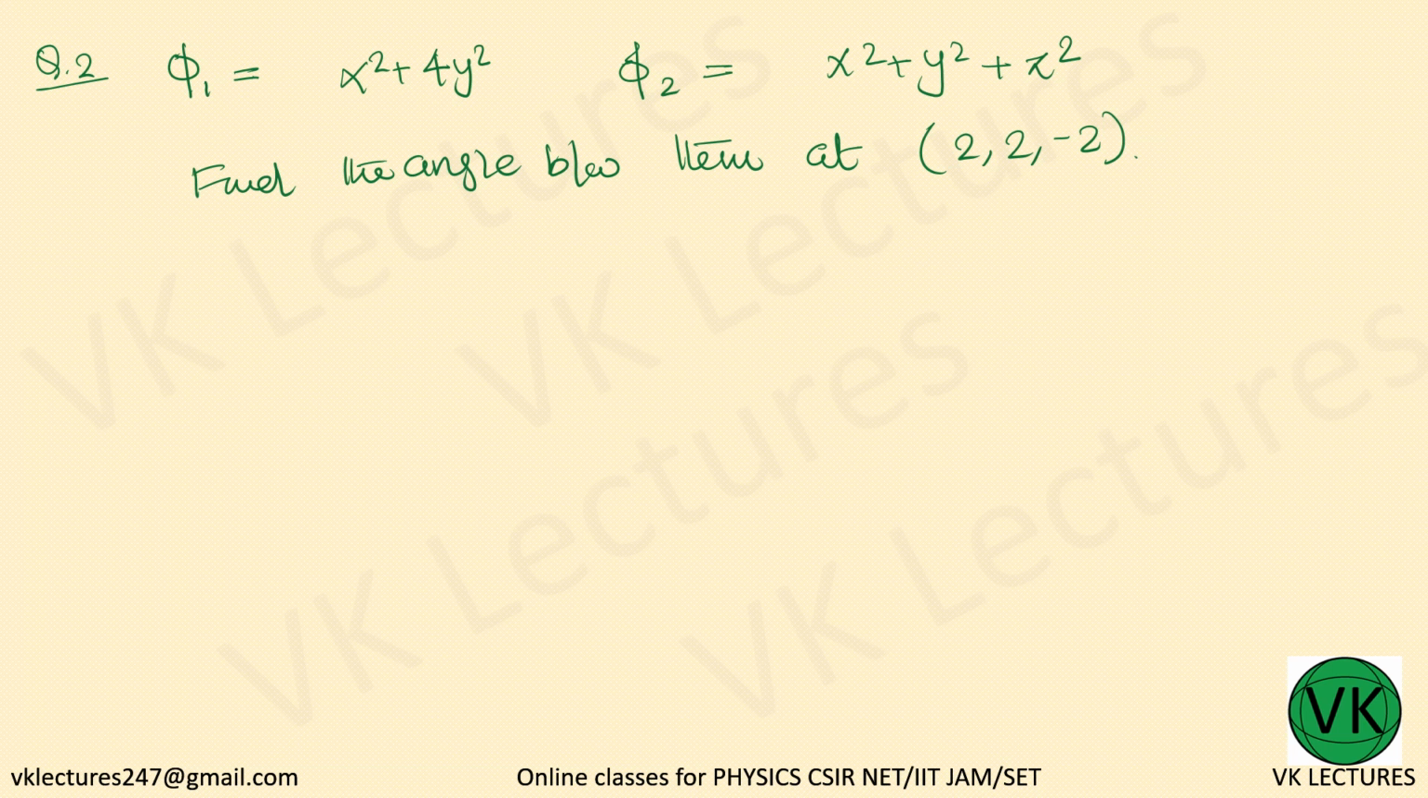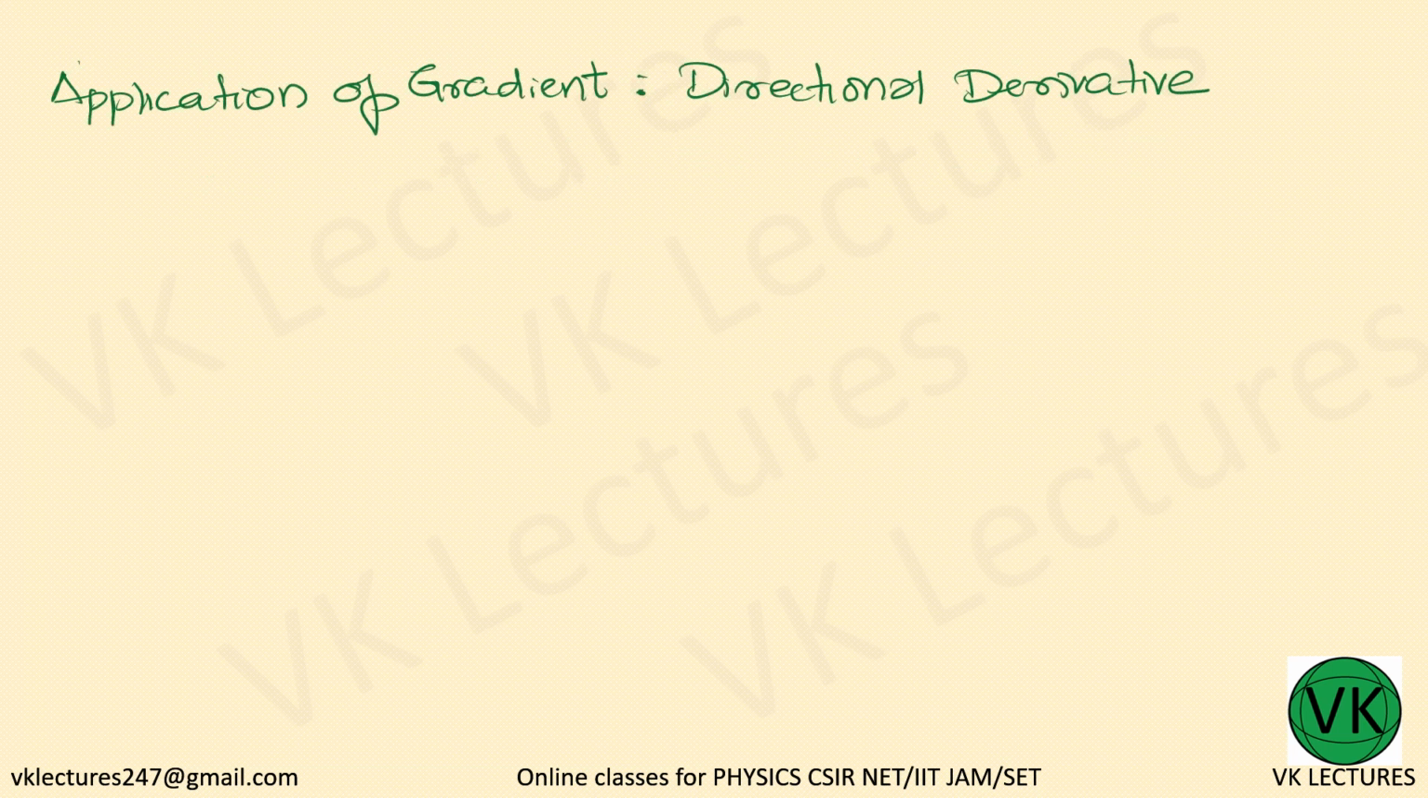Question for practice. Two surfaces phi 1 and phi 2 are given. The question is to find the angle between them at (2, 2, -2). Application of the gradient: next application is the directional derivative.